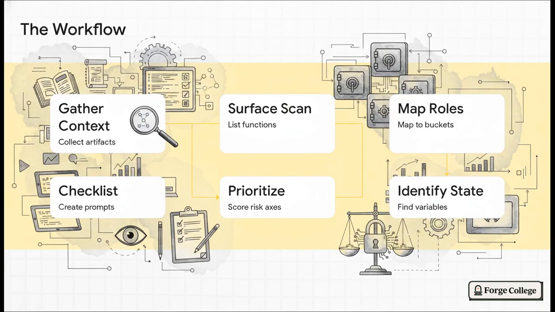Step 1, gather your context. Just grab the ABI, the docs, and any proxy info. Step 2, do a quick surface scan to list out your external functions. Step 3, map those responsibilities into the vault buckets we just talked about. Step 4, identify the critical state variables. Step 5, score them for priority based on impact and exposure. And finally, Step 6, create your targeted inspection checklist.